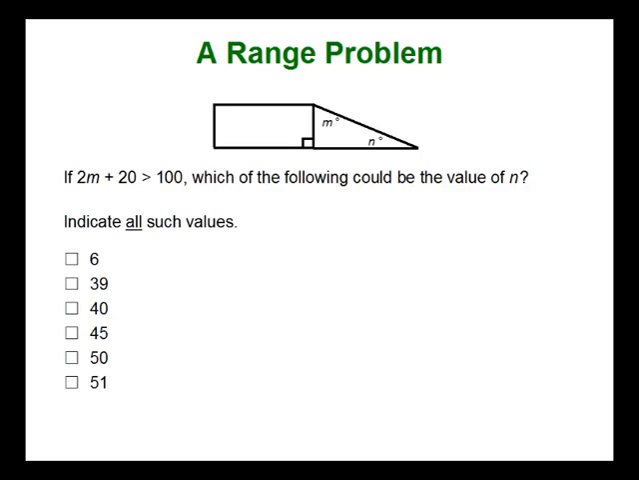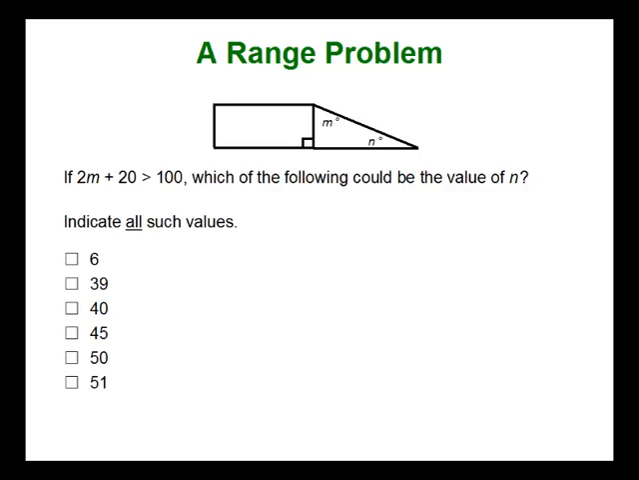All right, how do we know it's a range problem, except for that big header screaming at us that it's a range problem? Well, we've got an inequality sign given to us. So that says that there's a range of values that will work as opposed to just a single one. Also, kind of the format of the question. You can indicate all answers, not just one.